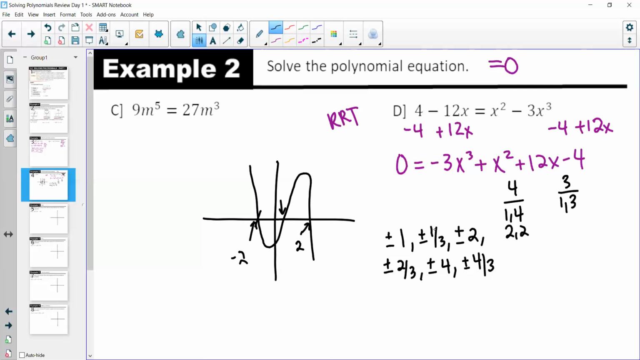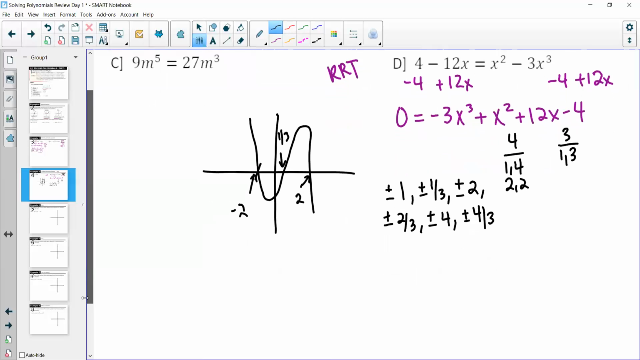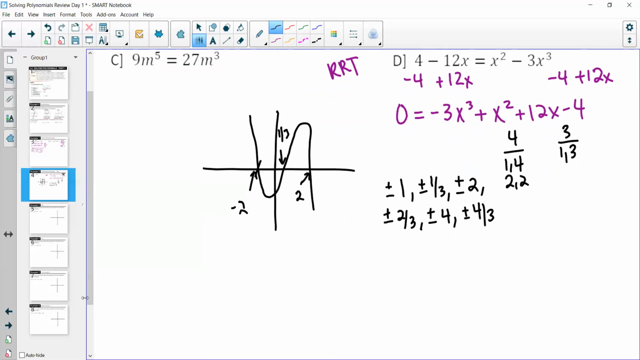So I've got a 1/3 option, a 2/3 option, and a 4/3. 1/3 and 2/3 are between 1 and 2, which is what it looks like on my graph. So I'm going to try 1/3. Now there are 2 different ways we can decide. We can either say it looks like it's 1/3, so let's try it, or we can do synthetic division, or after we do some synthetic division, we can solve for it.